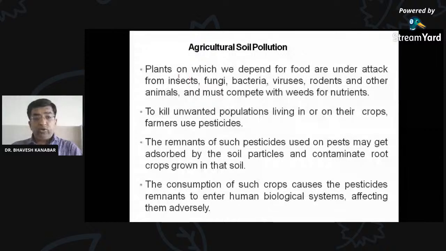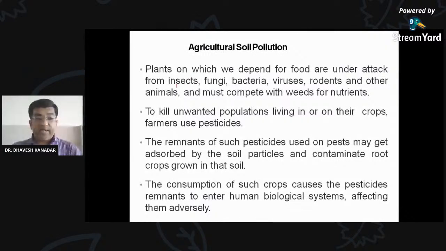Agriculture soil pollution: plants on which we depend for food are under attack from insects as well as fungi, bacteria, viruses, rodents and other animals, and must compete with weeds for nutrients. Recently you know there was an attack of some insects in Uttar Pradesh and Haryana, and previously in Gujarat also, known as teed. So insects, fungi, bacteria, viruses regularly attack the plants. To kill the unwanted population living on the crops, farmers use pesticides, to prevent this type of attack by microorganisms as well as insects.